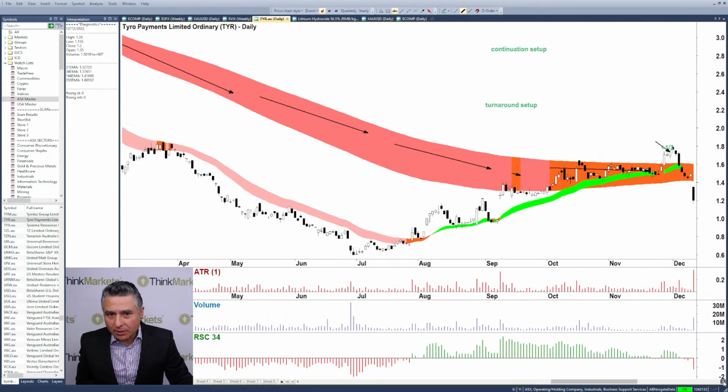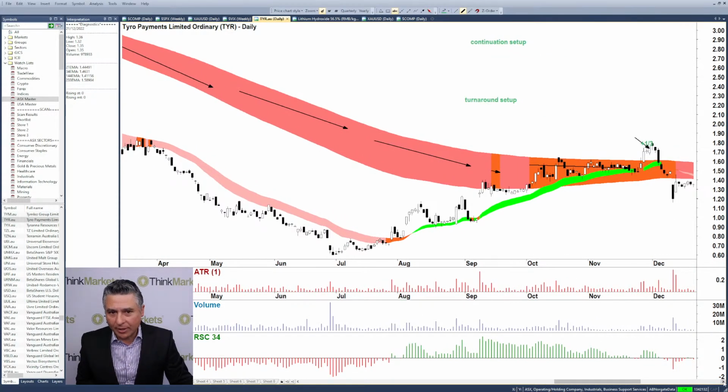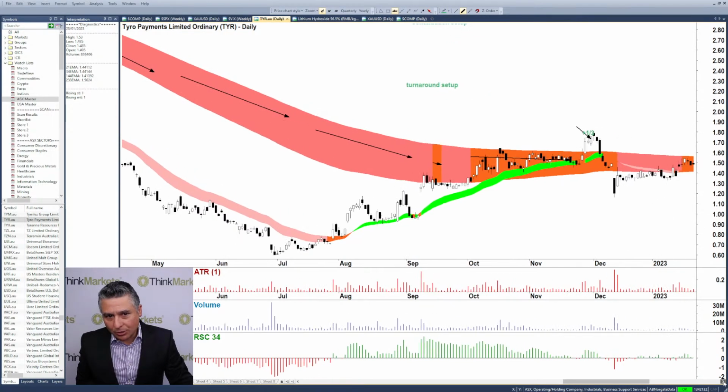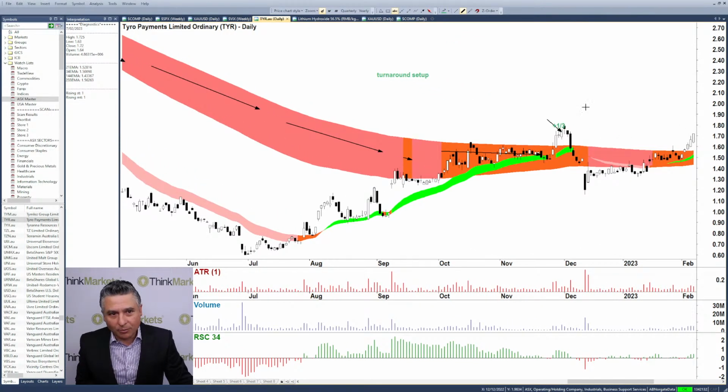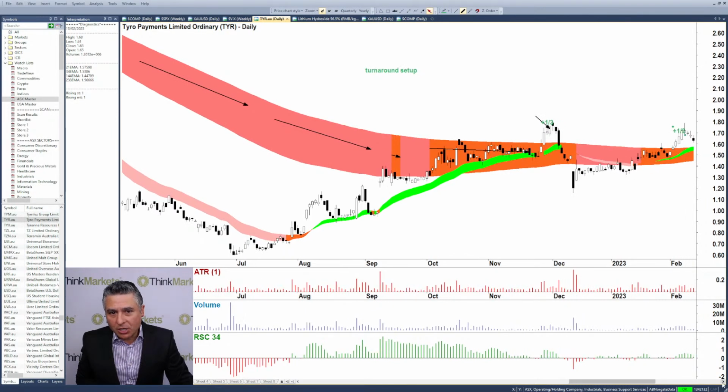And then look what happened. 100% you would have lost money on that buy. Okay. And then back into everything's normal. We've got another buy here. And what I will say about these turnaround setups is that they are a higher risk setup than the continuation play.